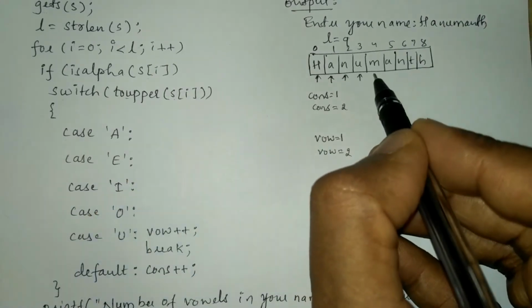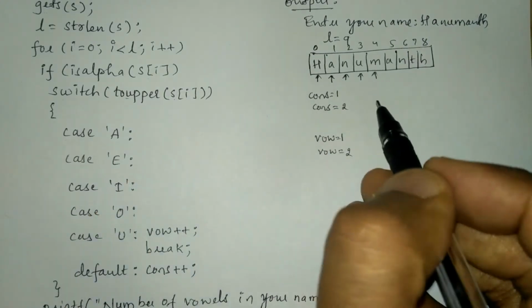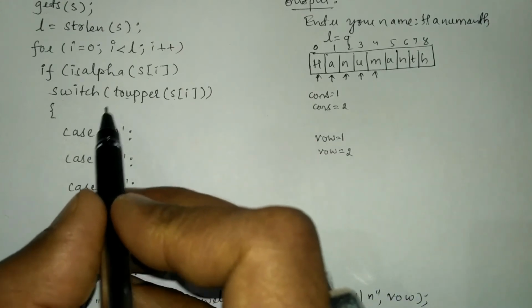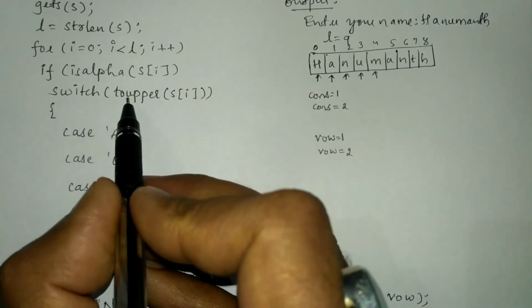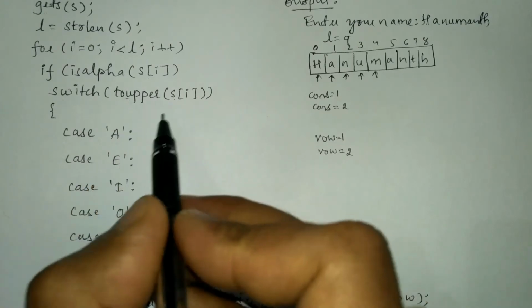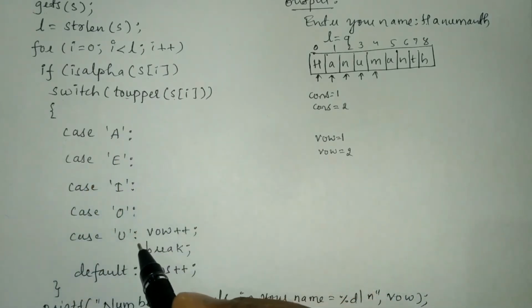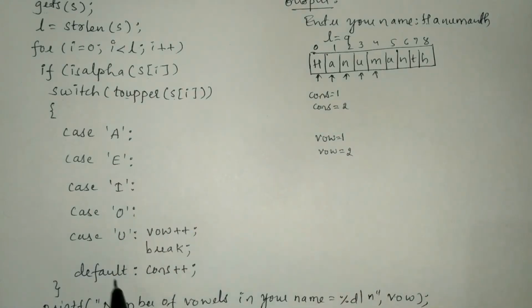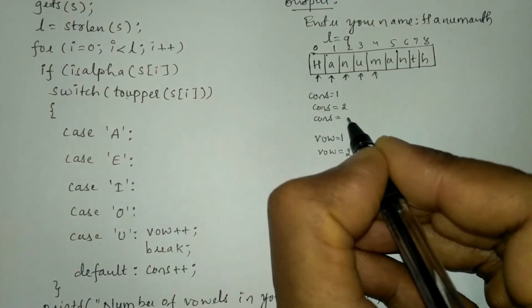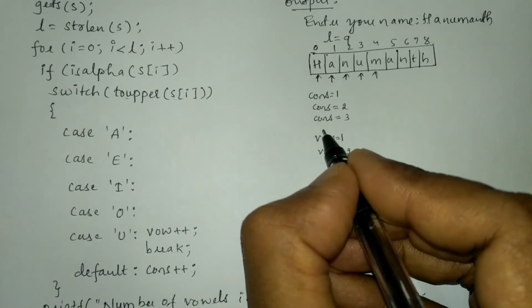So S of 4 consisting of what? M. That is a lowercase letter, so hence it is true. Once it is true, it is going to convert lowercase letter m into uppercase letter. Here it is going to compare with A, E, I, O, U. It is not matching with any of these case labels, then default: consonants will be incremented. So here consonant is equal to, now it is 3.